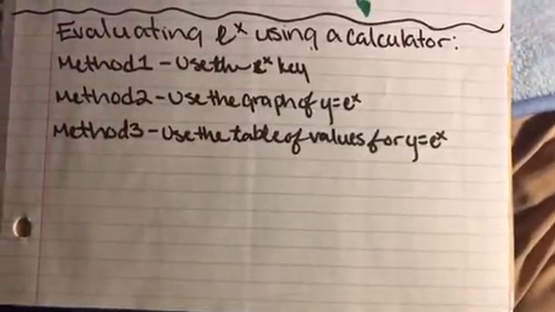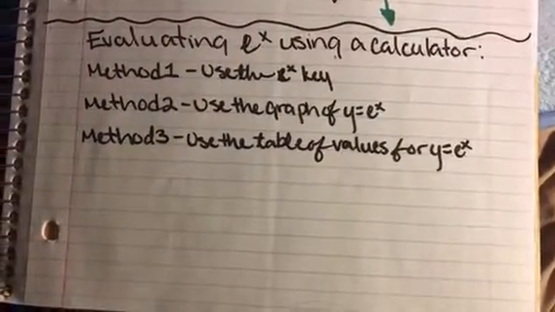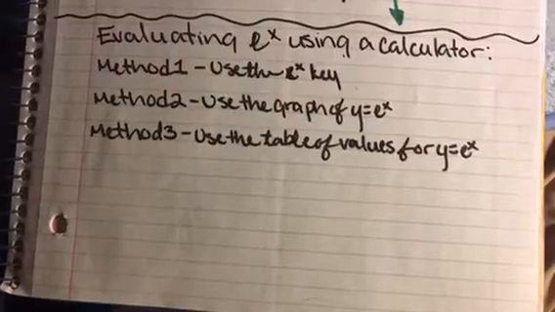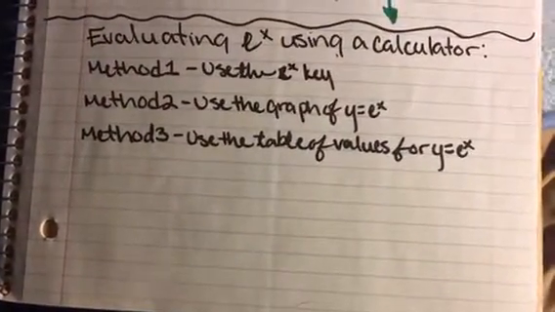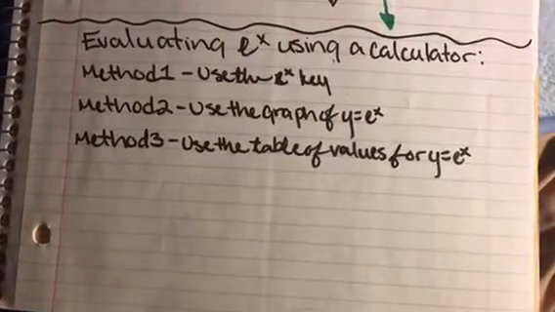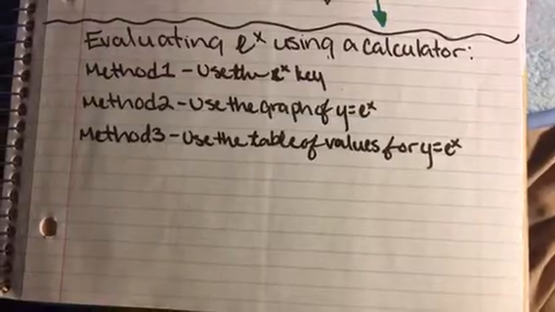There are 3 ways to evaluate e to the x using a calculator. The first method is to use the e to the x key on the calculator. The second method is to use the graph of y equals e to the x. And the third method is to use the table of values for y equals e to the x.